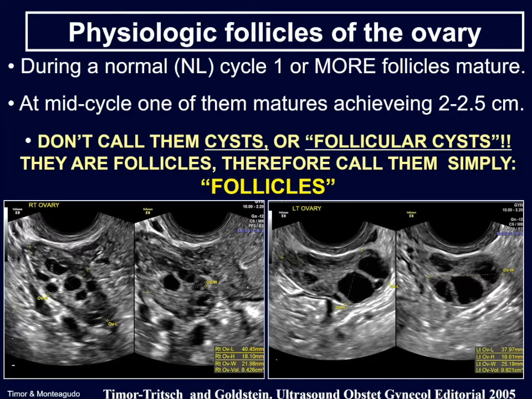The follicles of ovaries are important because they have one or more during a normal cycle, and they may reach a size of 2 to 2.5 centimeters. Please, please don't call them cysts or follicular cysts. They are follicles. Therefore, call them simply follicles.